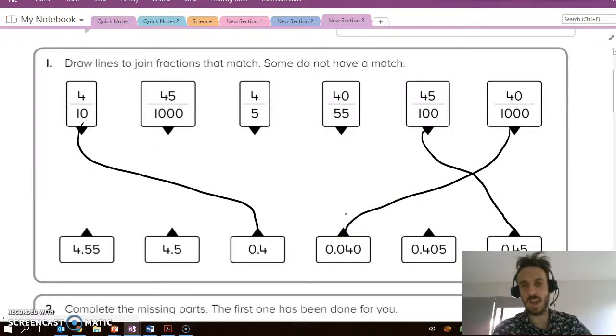And just to double check that I haven't made any mistakes, I'm going to go back over here. This one's 405 thousandths. I can't see that up there. This one's 4.5, so that's 4 wholes and 5 tenths. Definitely not there. And this one's 4 wholes and 55 hundredths. And I can't see that there as well. I'm hoping I got 3 out of 3 right there. That's a bit of a tricky one. Let's move on to question 2.